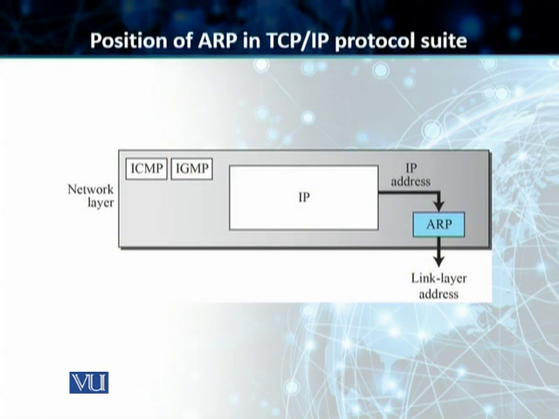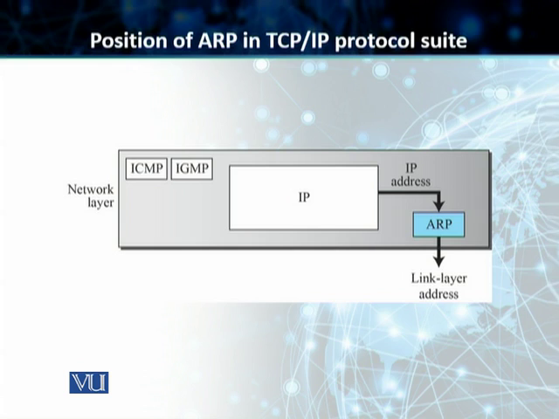Students, as you can see, the position of ARP in the case of TCP/IP protocol suite, it actually exists on the network layer. Very interesting. The ARP protocol is one of the auxiliary protocols that we define at the network layer. Students, because of the fact that we have this protocol converting the IP address to a logical link address or a physical address, we consider this as part of our data link layer.